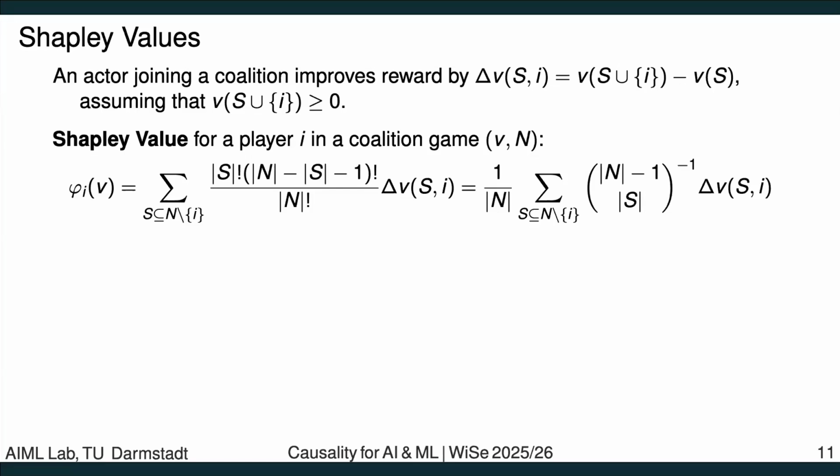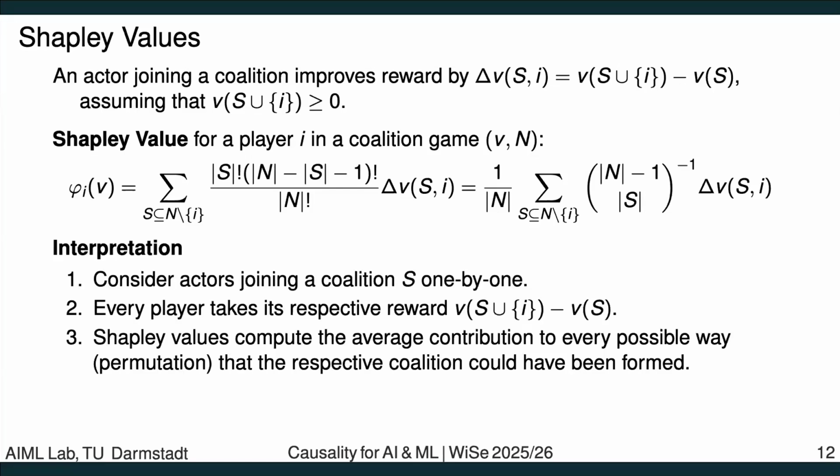So the idea here is on the slides. We look at some permutation and we consider the actors joining one by one. And our value function, or this delta function, every time a player joins, tells us how much reward is added, how much reward is added for the second player, and so on, until we get the full reward for the full coalition in the end. And if we do that, then this formula basically tells us exactly that thing.